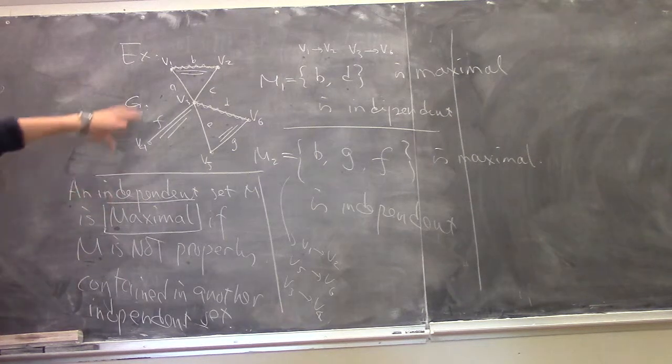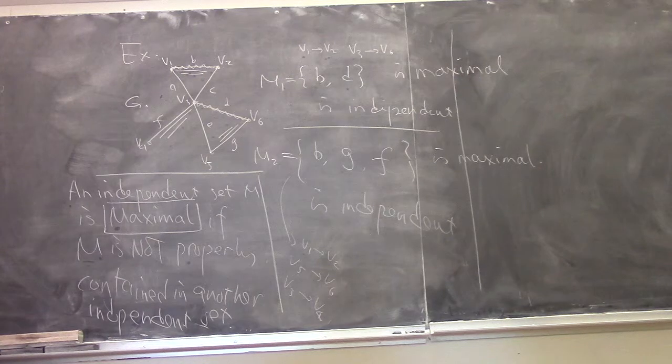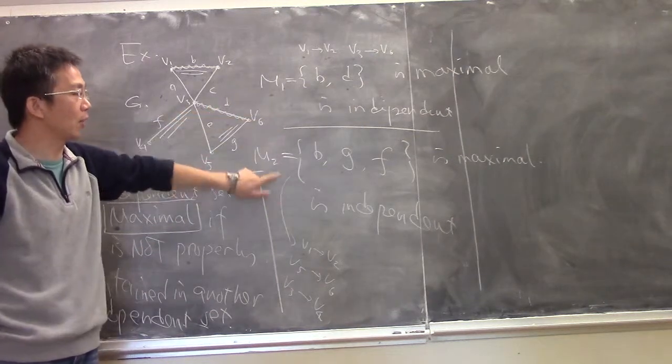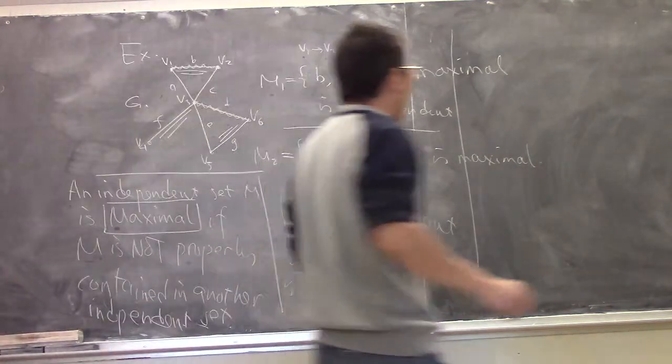Of course, if I just give you one edge, you can easily see there are some examples which are not maximum. So that gives me a little bit of a problem. I do see M1 is maximum, and I do see M2 is maximum, right? So that proposes another concept.